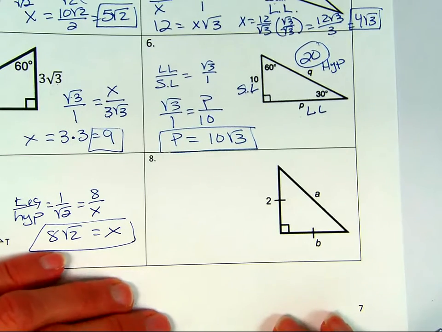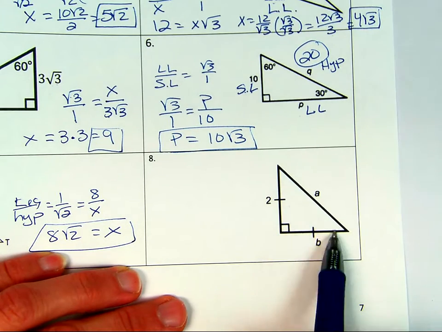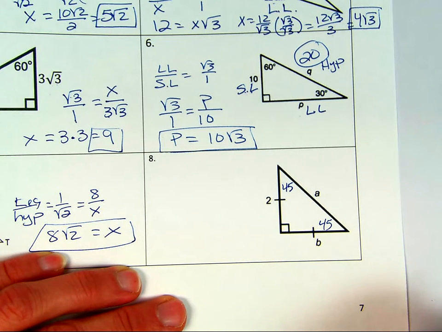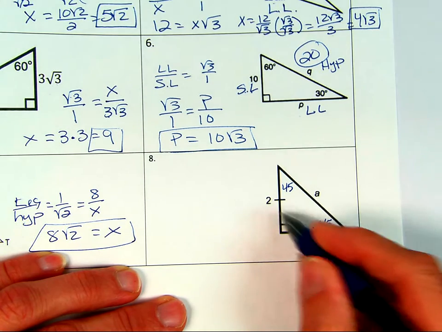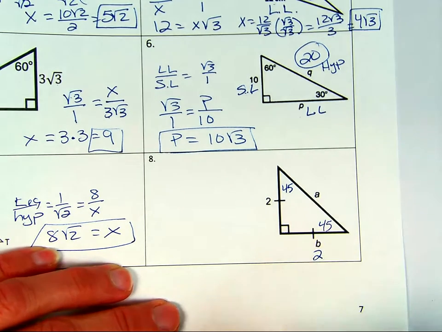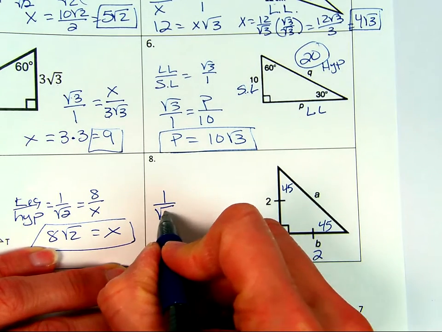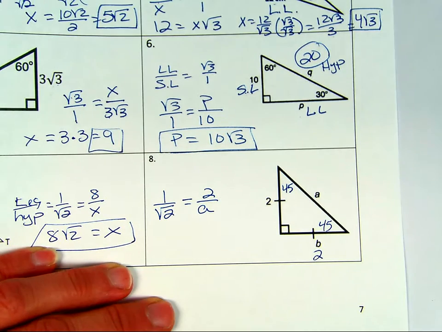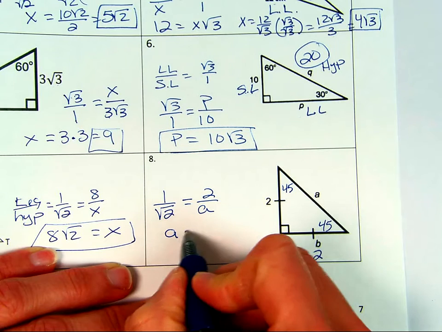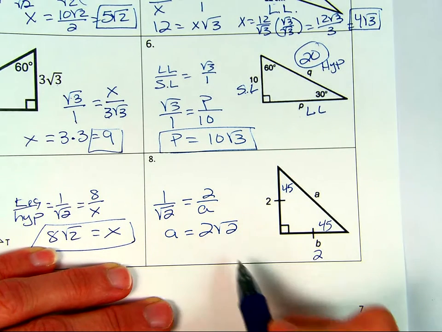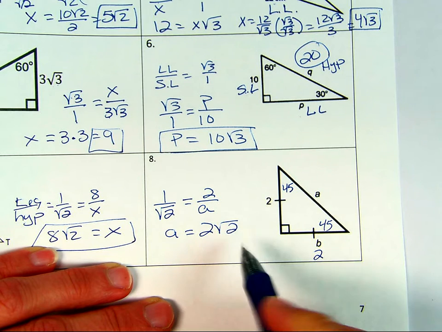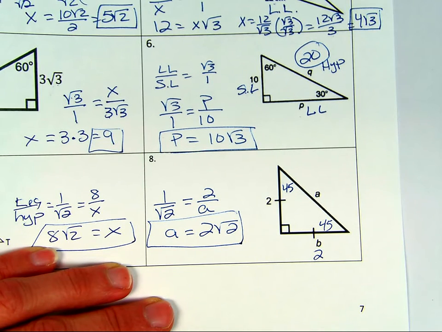Now this one doesn't give you any degrees here, but since that's 90 and these are equal, we know these two are equal, so those would both be 45. So now I know it's a 45, 45. So B has to equal 2 because those are equal. And then how do I find A? Well, I use that ratio again. The ratio is 1 to the square root of 2, and that's leg to hypotenuse. So when I cross multiply, I get A equals 2 square roots of 2. Again, there's no fraction, and there are no perfect factors in there. So I am done with that. That is the answer.